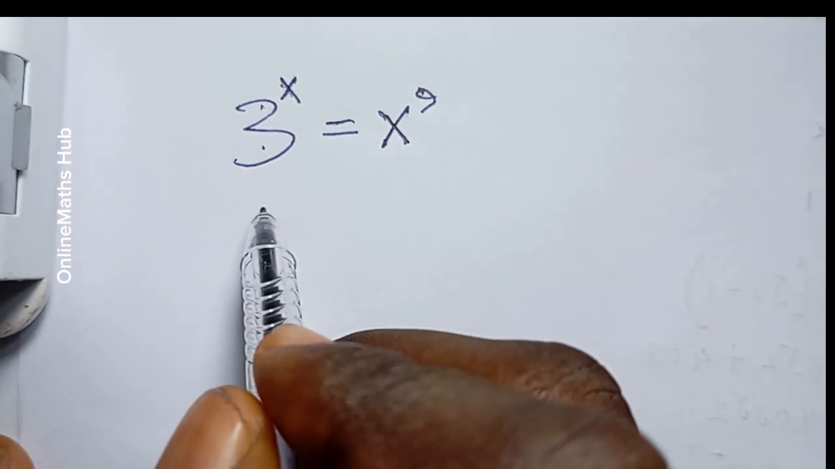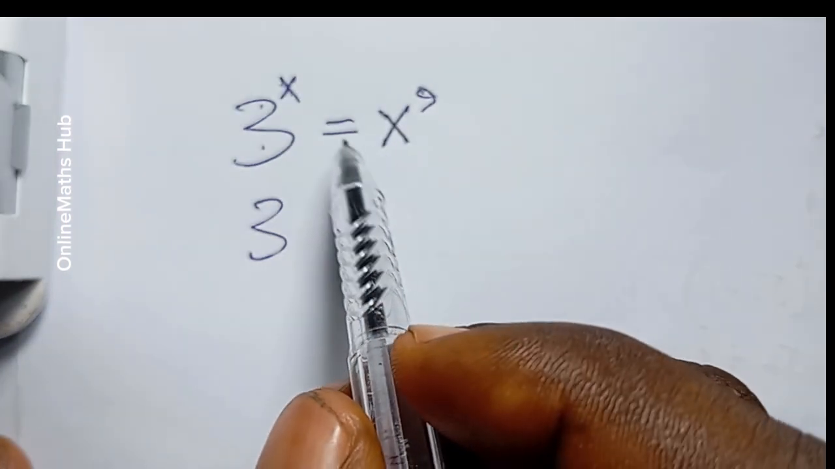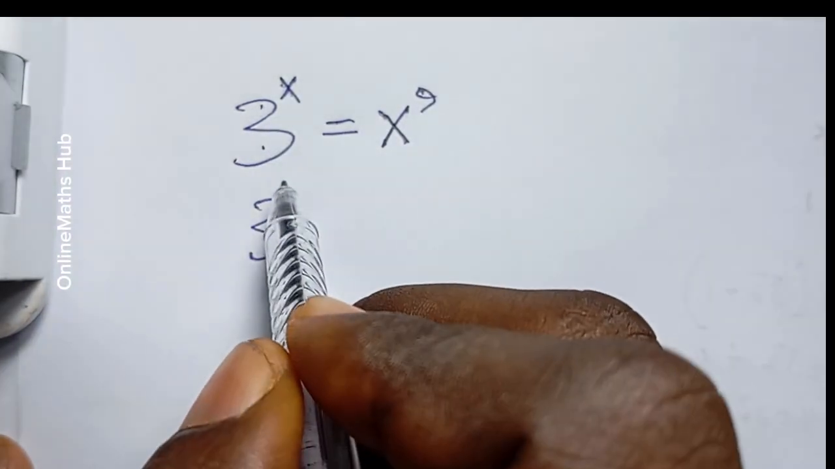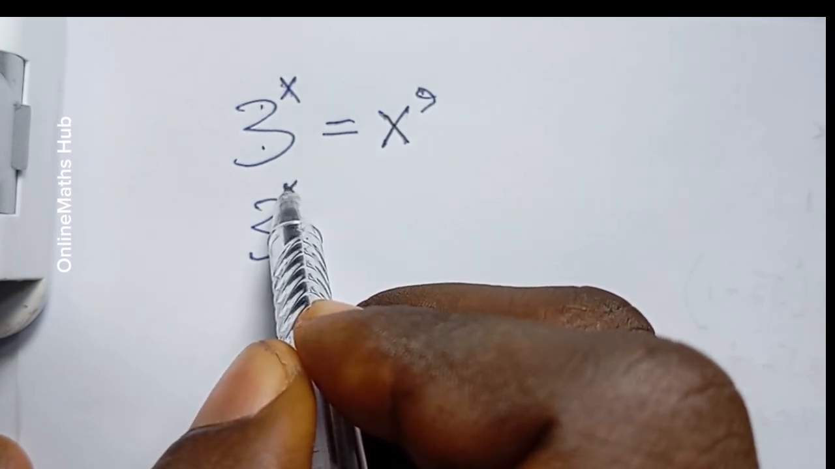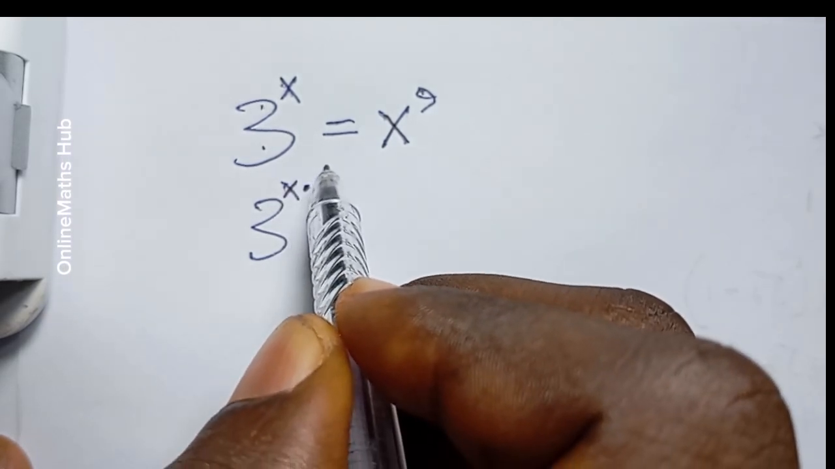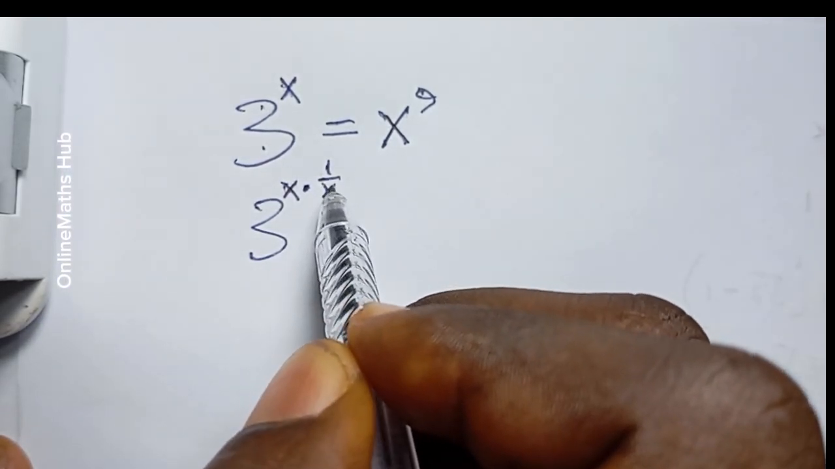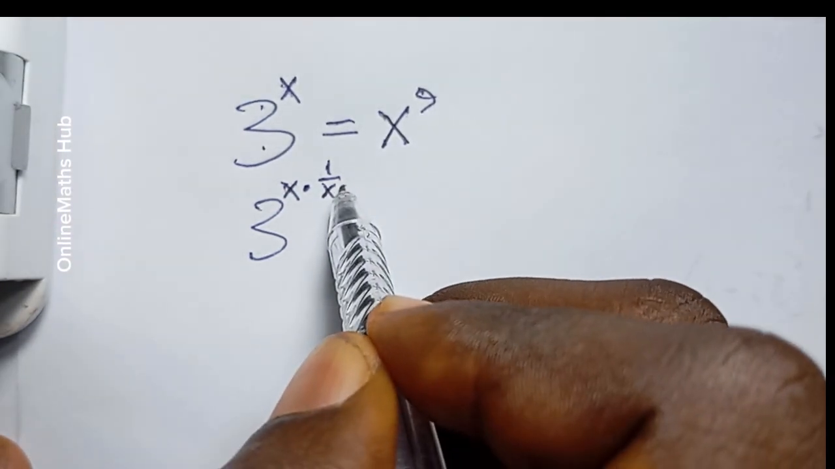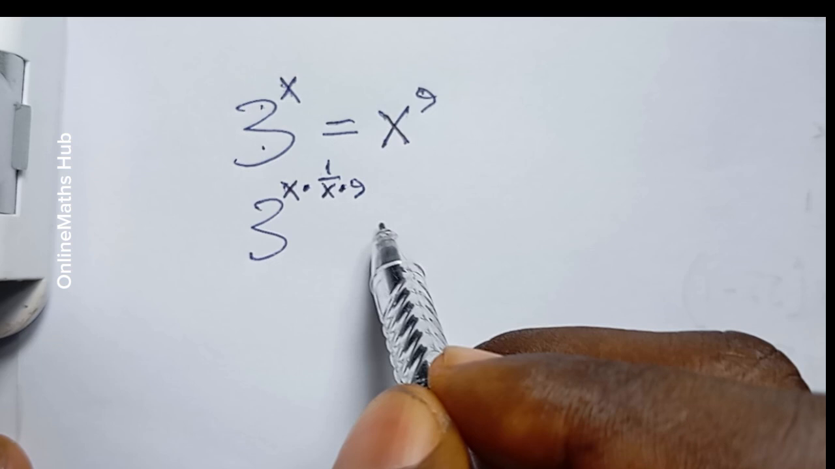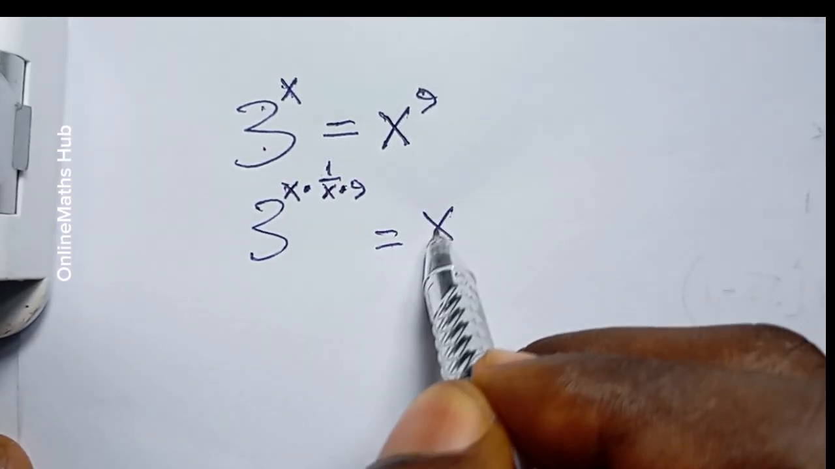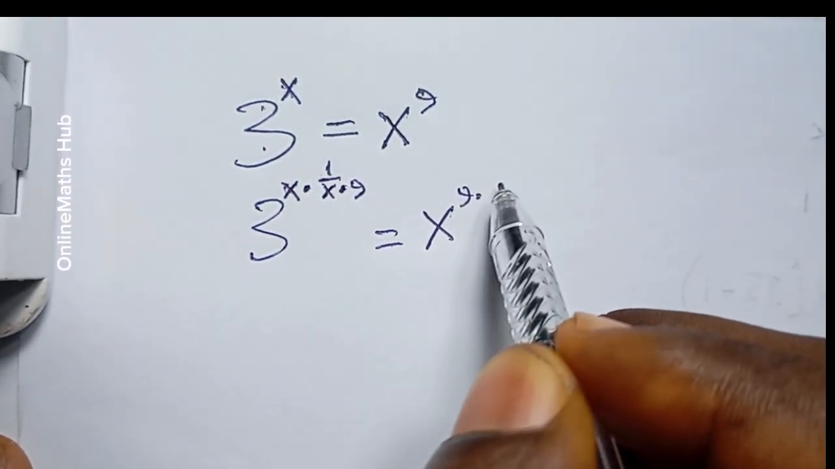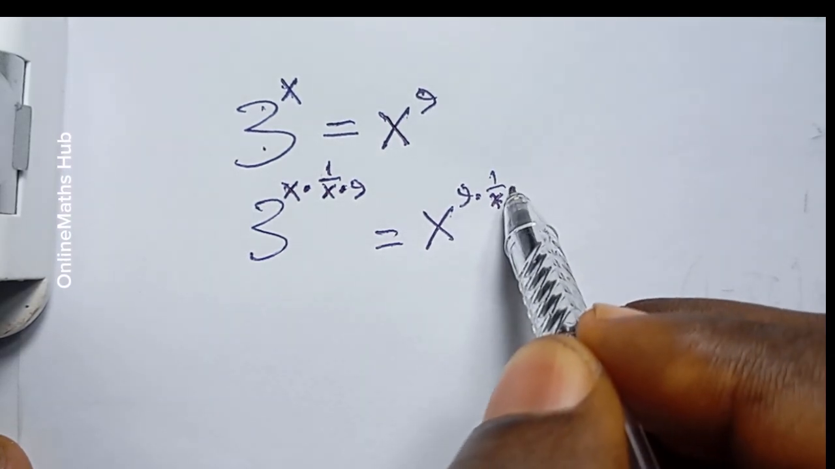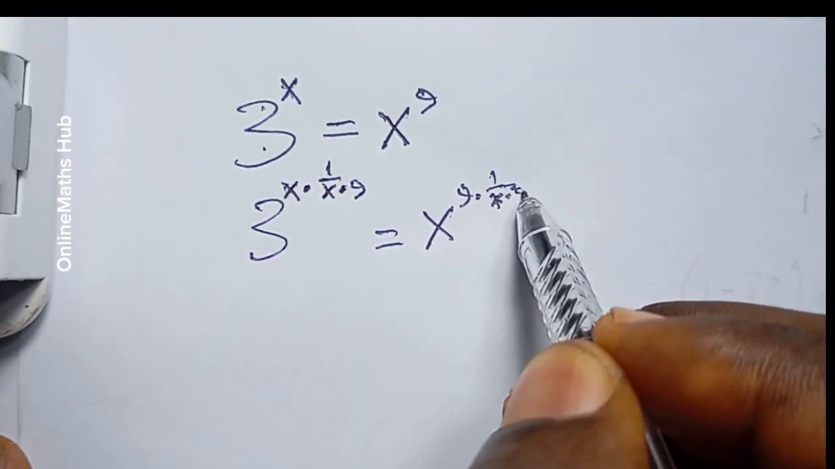So let's proceed. I am actually going to divide through by the powers right here. So I will have 3 power x divided by x. And I'll also divide with this 9, so I'll multiply it by 9 too, is equal to x power 9 divided by x. I'll just do the same thing I did right here and then multiply by 9.